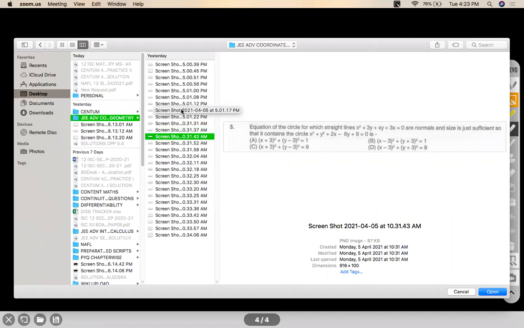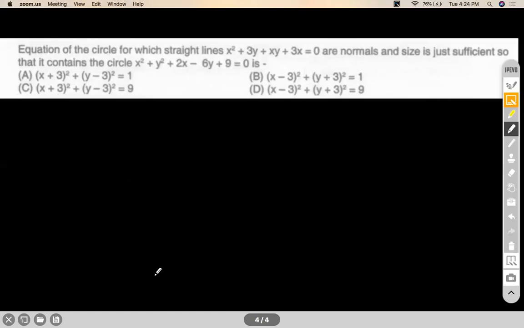Okay, so let's take another one. Question number 3. The question says, equation of the circle for which the straight lines given by this are normals and the size is just sufficient so that it contains the circle. Okay. This looks to be an easy question, so I will not give you more than 3 minutes for this. Time starts now and put forth your response on the chat box to me.